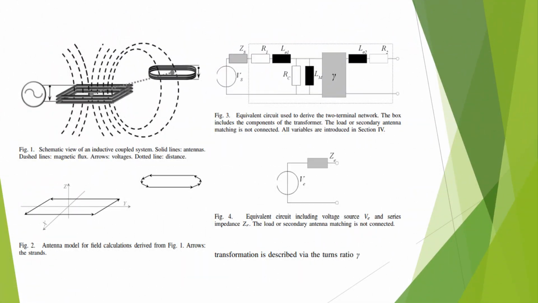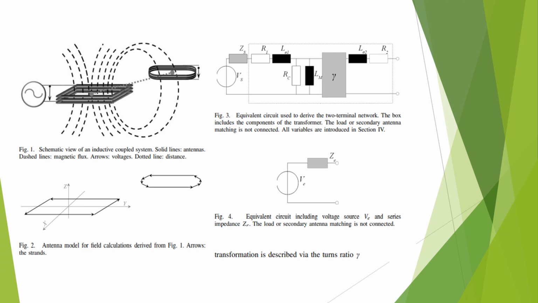Let's see figure 1. It's a schematic view of an inductive coupled system. The solid lines are antennas, the dashed lines are magnetic flux, the arrows are voltages, and the dotted lines are distances.